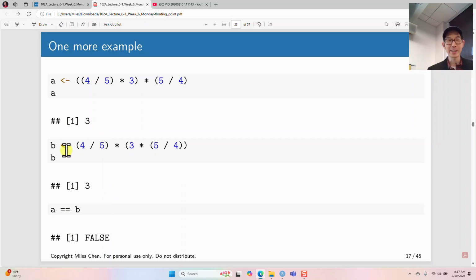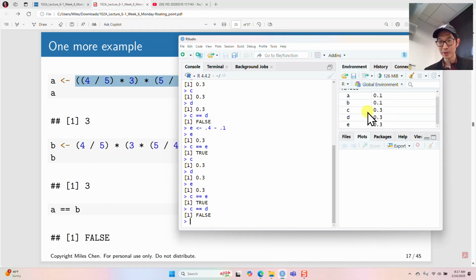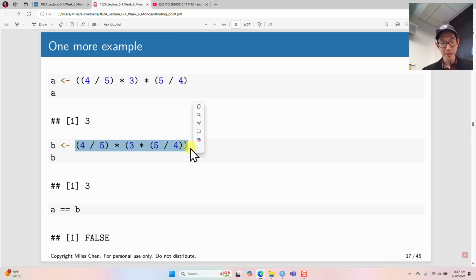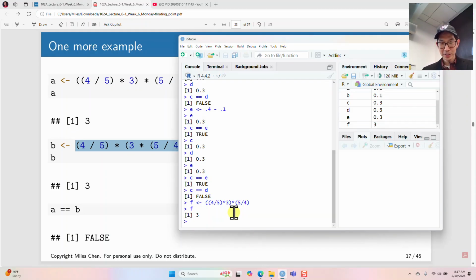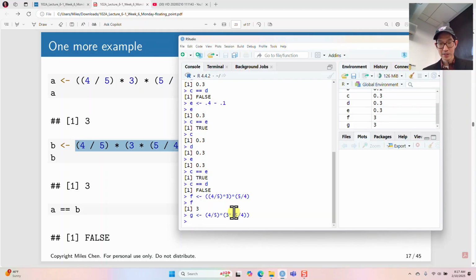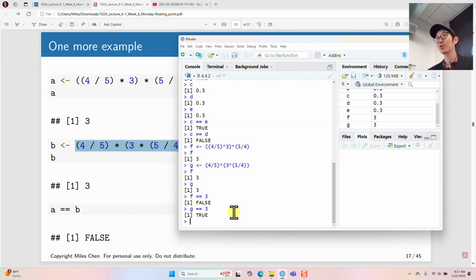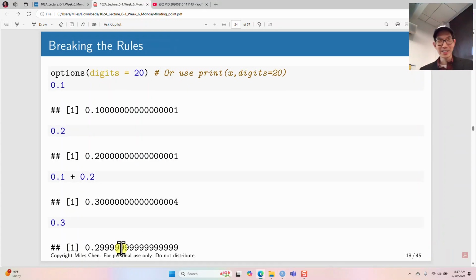Okay, and just to show you, I'm not making this up. So we'll say F is this, okay, and then we'll say this is G. So F looks like 3, G looks like 3. I can say, is F equal to 3? That's false, but is G equal to 3? That one's true. So one of these is equal to 3 and the other one's not, and they're not equal to each other. So what's going on?